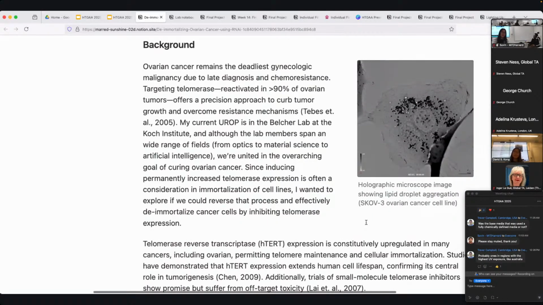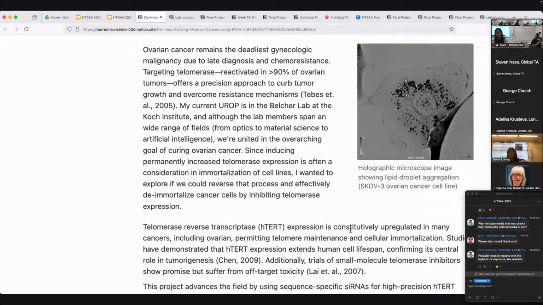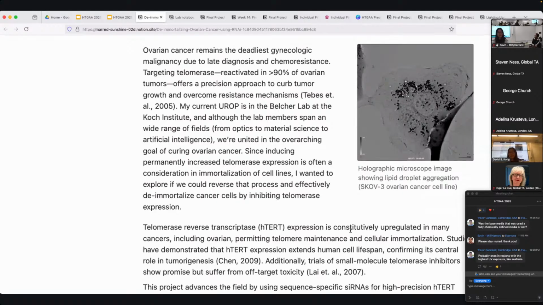So I was really interested in this project's concept because I currently work as a UROP in the Belcher lab at the Koch Institute, and we do a lot of ovarian cancer work. So I actually wanted to give them a shout out for helping me out with this project in providing the SKOV3 ovarian cancer cell line for my experiments.